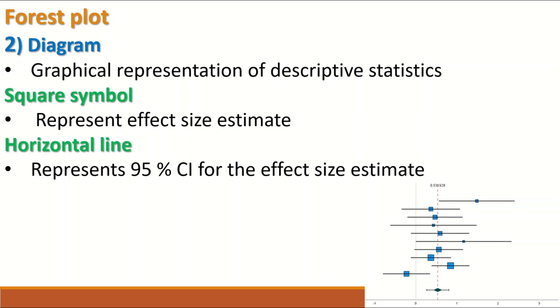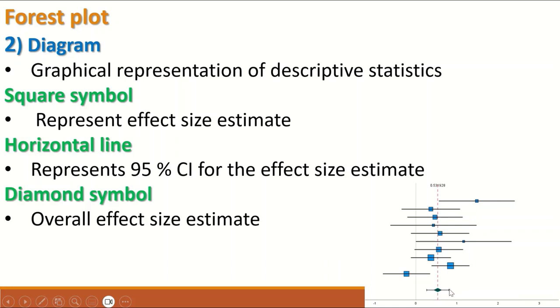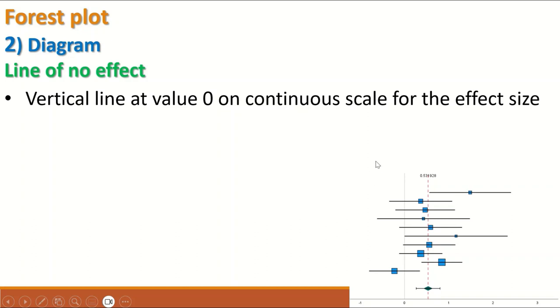The horizontal line represents the 95% confidence interval for each specific effect size for each study. And the diamond-shaped symbol represents the overall effect size estimated from pooling all these different effect sizes from those separate studies. The blue line here is the line of no effect, and the red dashed line is the line of the overall effect size, which is calculated and found to be 0.53. As I have described previously, the vertical blue line here at a value of zero on a continuous scale, for a continuous outcome, is the line of no effect.